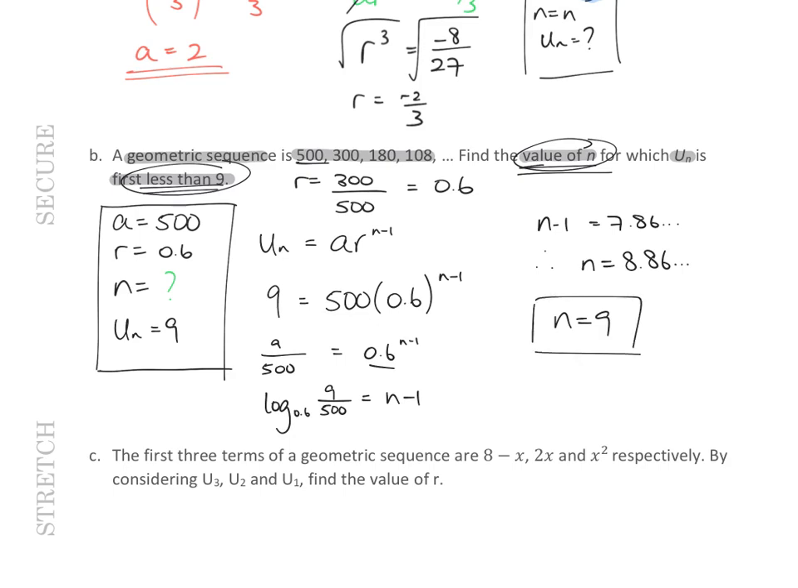And then I'm just going to check that by putting 9 in here. So 500 times 0.6 to the 9 minus 1 gives me 8.39, which is less than 9, so that seems sensible.